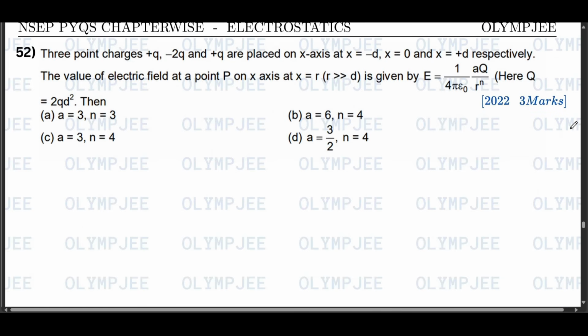So moving on to question 52, it says that 3 point charges plus q, minus 2q and q are placed on x-axis at x is equal to minus d, x is equal to 0 and x is equal to plus d respectively. The value of field at a point P on x-axis at x is equal to r, very much greater than d, is given by this equation where there is a and n, and we have to find the values of a and n. Okay, so let us see.